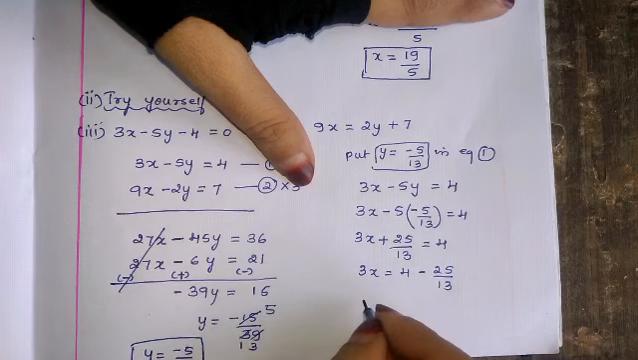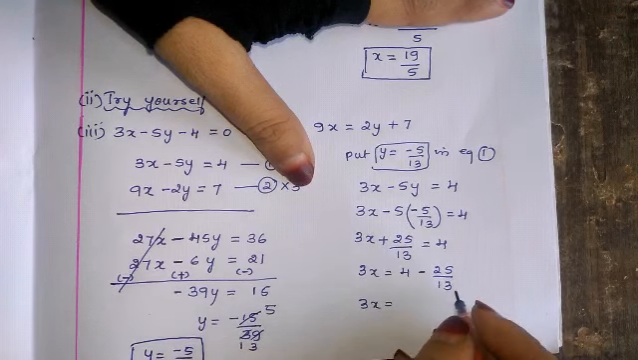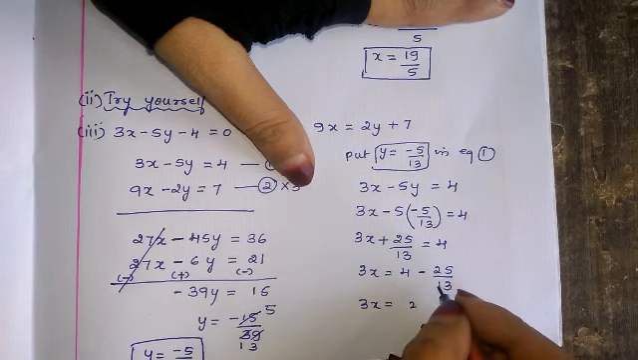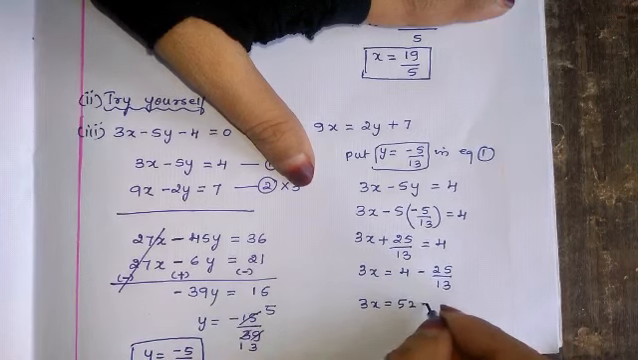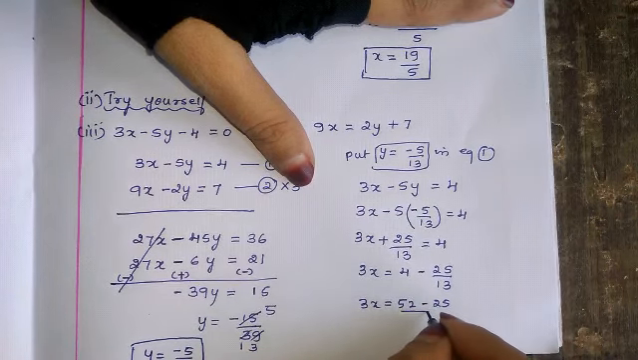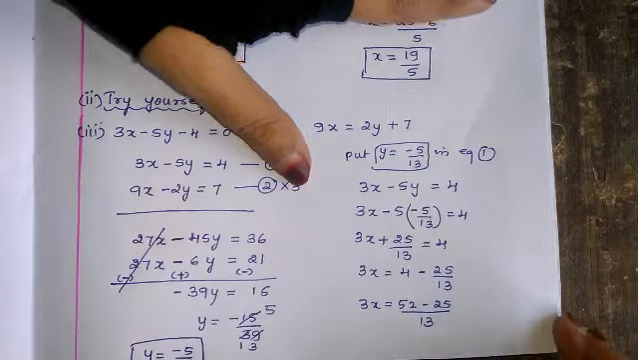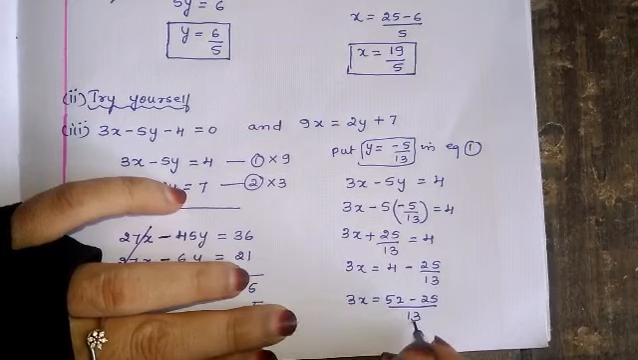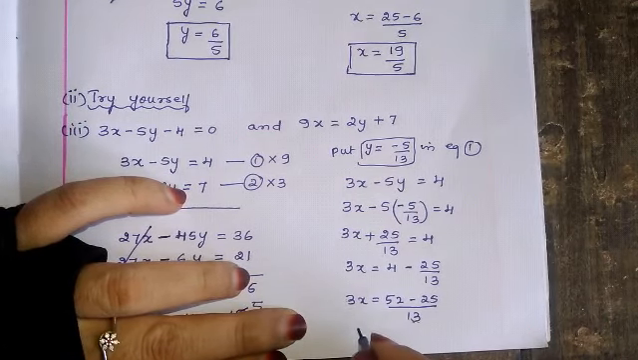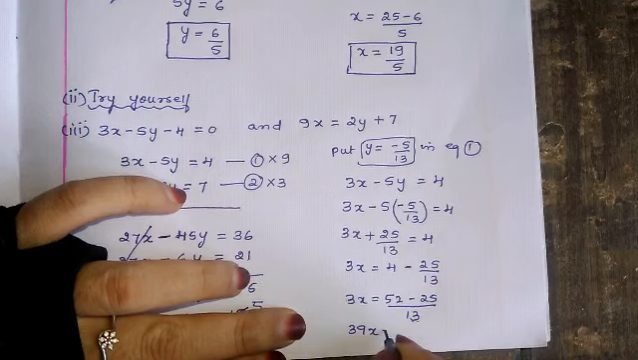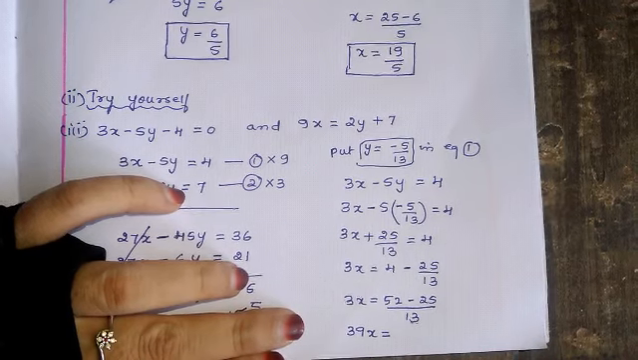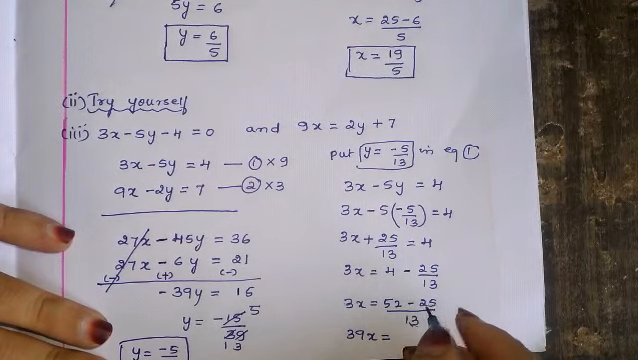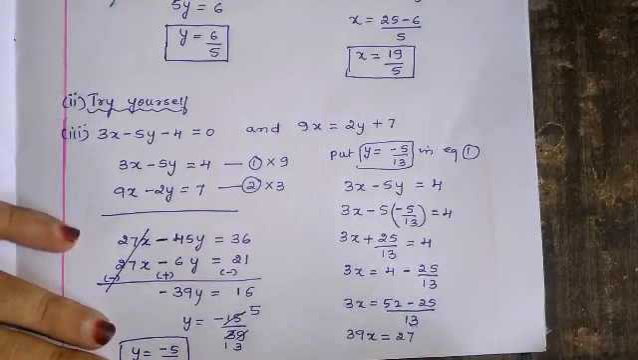13 4s are 52; we have to multiply. 3x is equal to 13 4s are... 3 4s are 12, 4 1s are 4, 5. 52 minus 25 by 13. So now what we have to solve next is 13 into 3. 13 3s are 39x is equal to, we have to do 52 minus 25. If we do 52 minus 25, we will get 27.